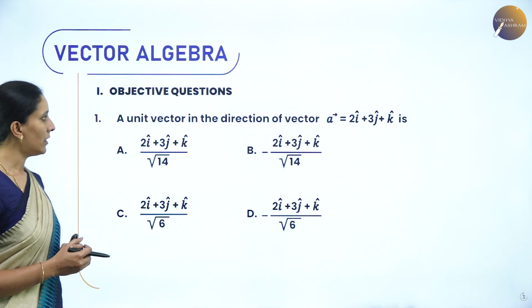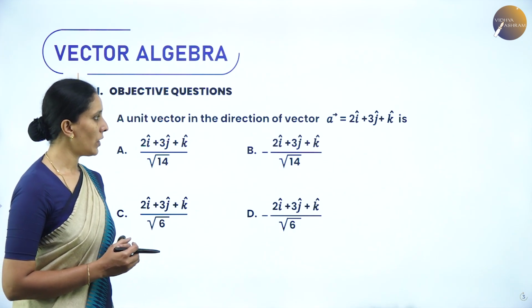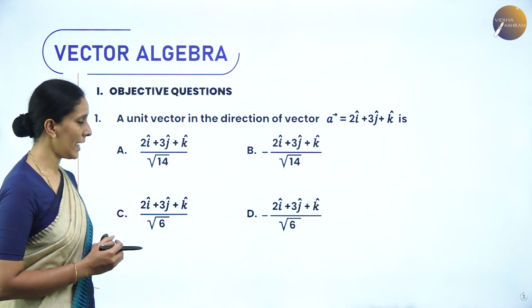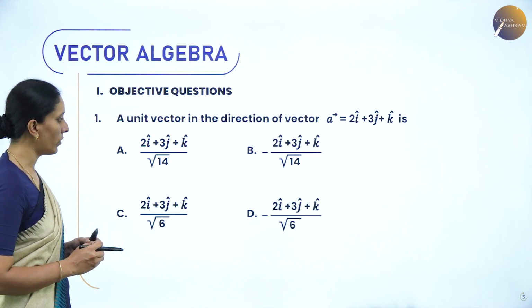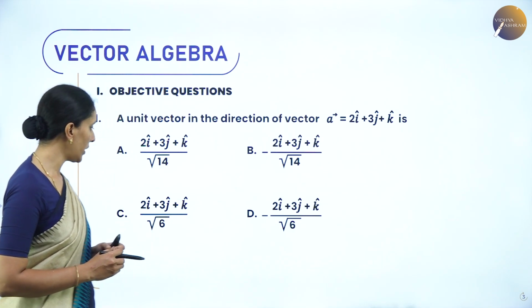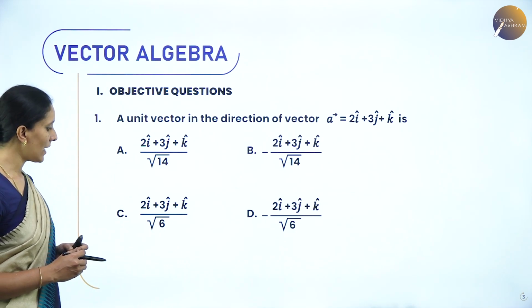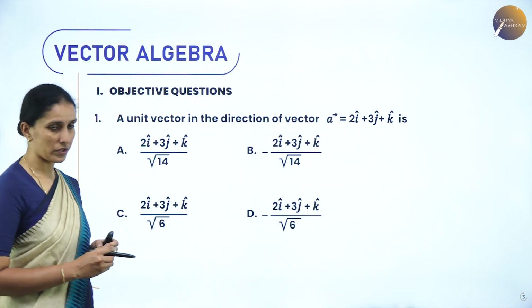A unit vector in the direction of a vector, vector A equals 2i plus 3j plus k is: option A, 2i plus 3j plus k over root 14; minus 2i plus 3j plus k over root 14; 2i plus 3j plus k over root 6; minus 2i plus 3j plus k over root 6.